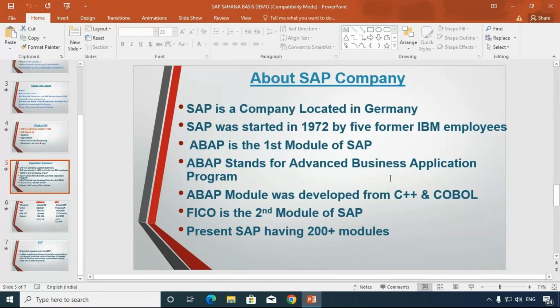Since SAP FICO became very popular, they developed modules for other departments also, like the administration department, HR department, quality department, production department, plant department, and raw material department. Like this, they developed the modules. So present SAP has 200 plus modules. So this is about SAP company history.